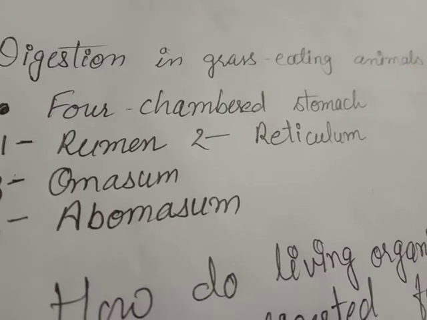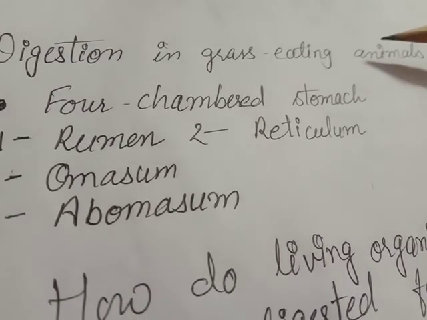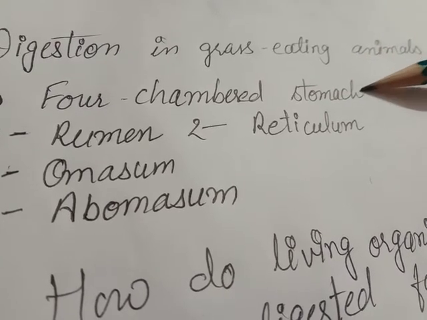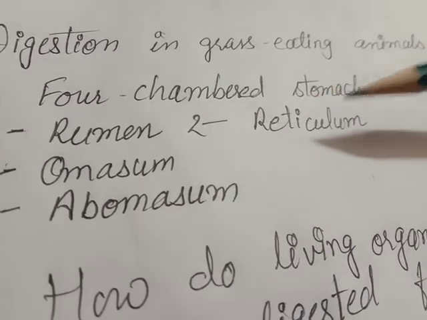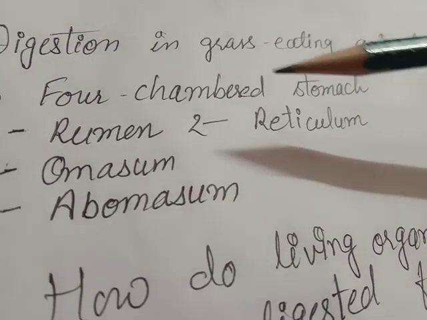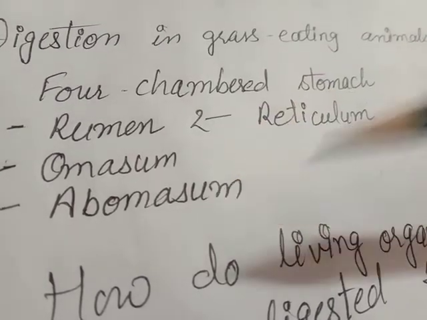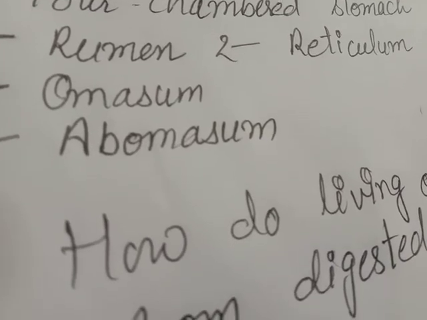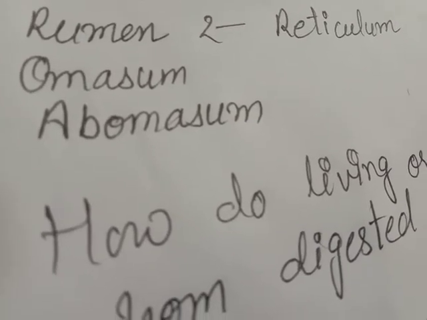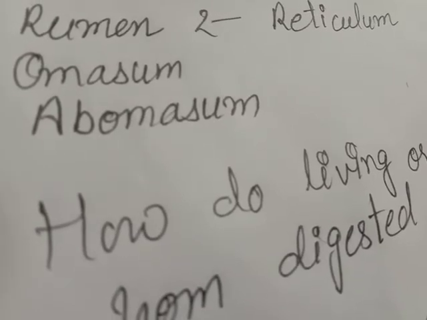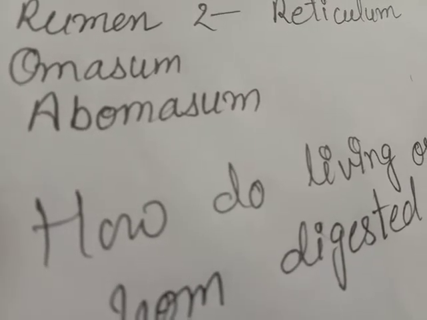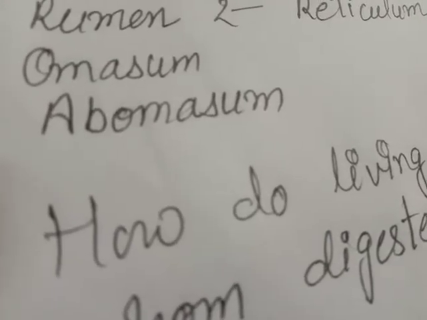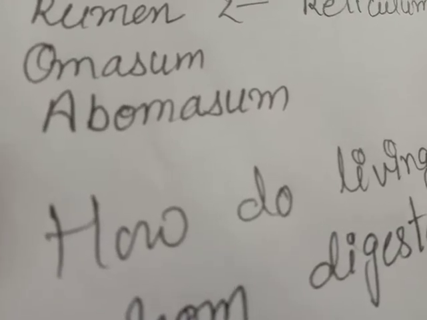Digestion in grass-eating animals. Grass-eating animals have a four-chamber stomach: rumen, reticulum, omasum, and abomasum. These herbivores eat quickly and store a large amount of grass in the rumen. Rumen is the first chamber of the ruminant. Ruminant means grass-eating animal.